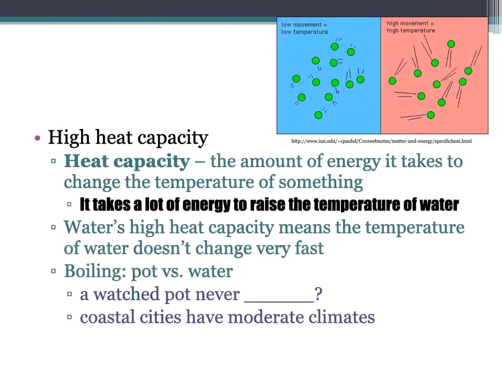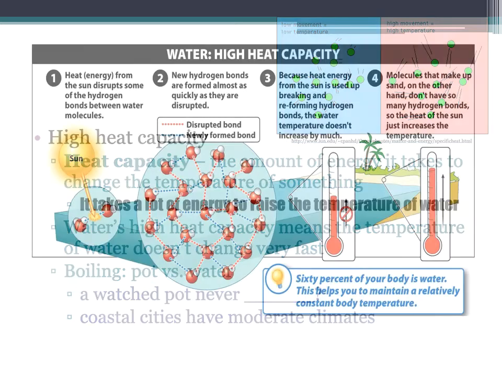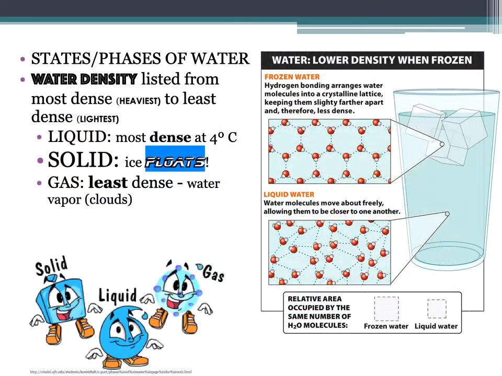towel. Water has a high heat capacity, meaning that it takes a lot of energy to raise the temperature of water, and the old phrase is boiling. A watched pot never boils, meaning it takes forever and ever and ever to have enough energy to get water to boil. Another nice picture.